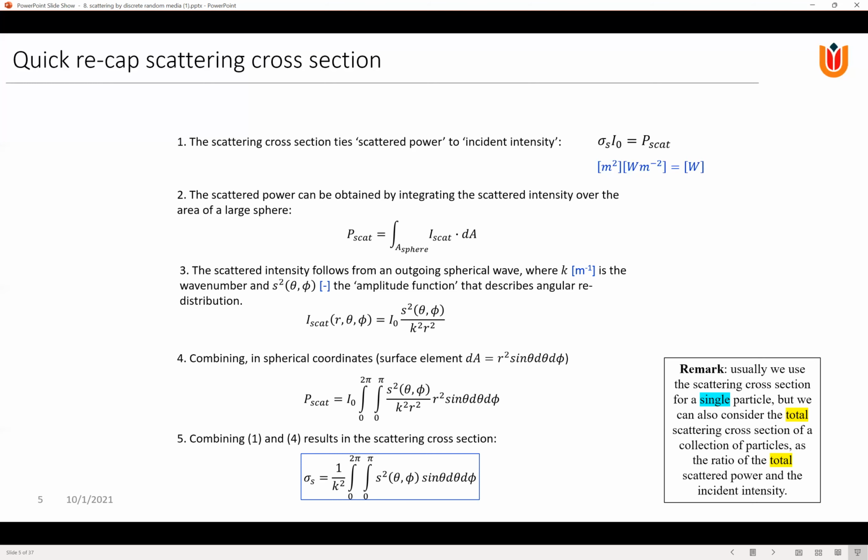So the scattered power would be twice the amount of light scattered by one particle. The scattering cross section would be the amount of light scattered by the particles. That would just continue.